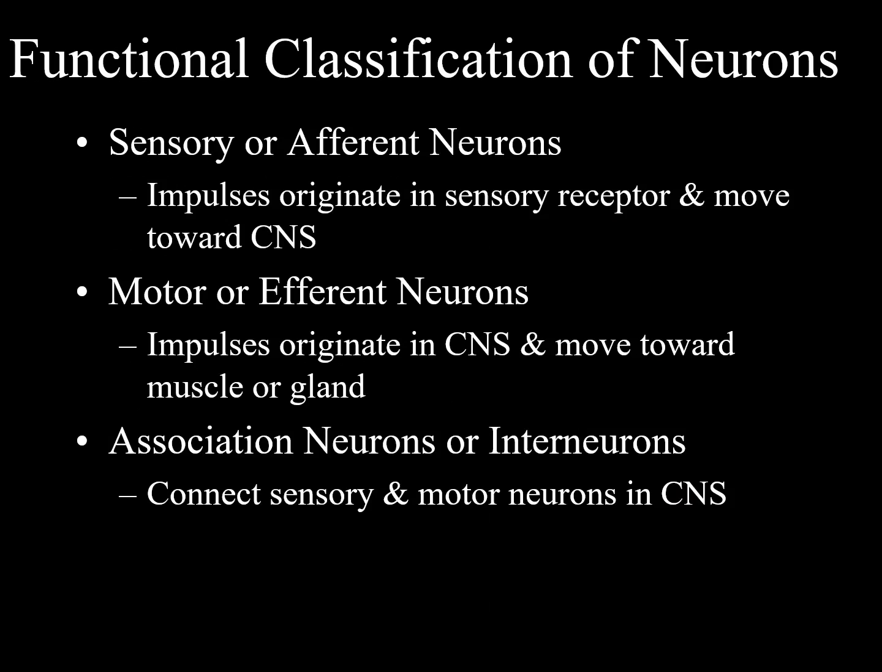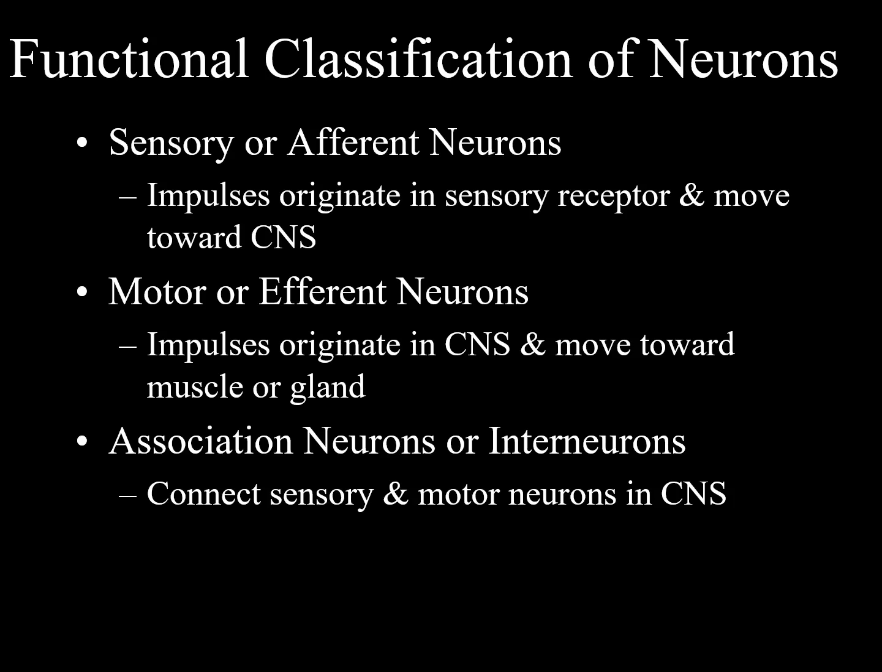We can classify neurons based on how they function, what they do, and there are three different major categories of neurons. Sensory neurons, or another name for it is afferent, and I never like that term, but sensory neurons have impulses that originate in some kind of sense receptor and the impulse then moves towards the central nervous system. It's taking sensory information into the central nervous system.